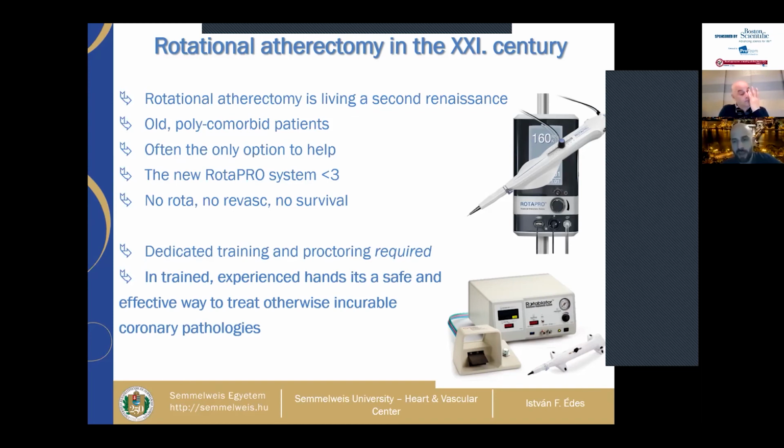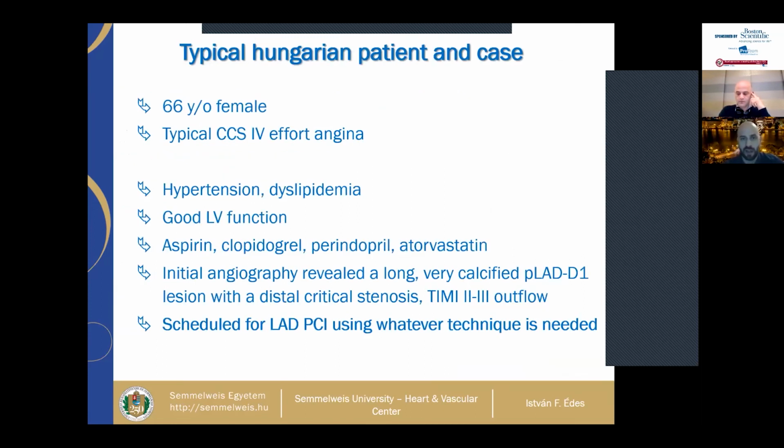It's very handy. It mitigates a lot of problems that the old system had. I wouldn't even call them problems. They were basically a nuisance. But now with the new system, these can be bypassed, and it's very comfortable to use. Dedicated training and proctoring is definitely required, but in trained, experienced hands, it's an extremely safe method, and it can treat otherwise incurable coronary pathologies and thus save a plethora of lives.